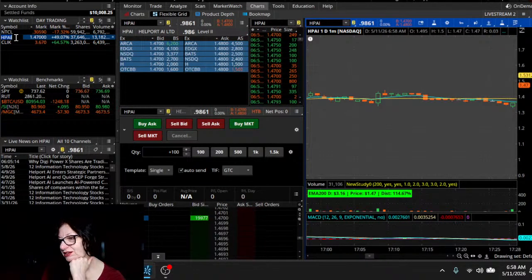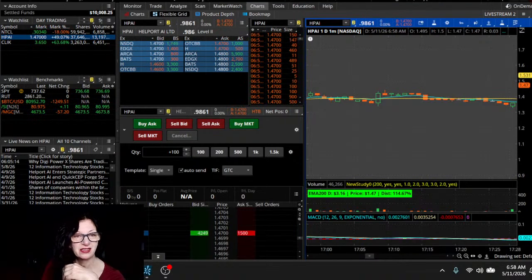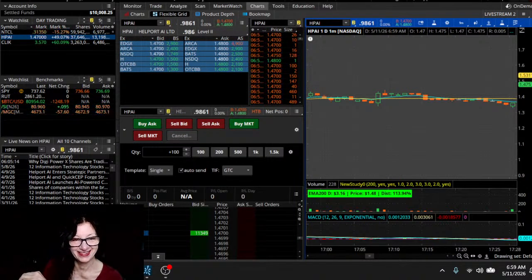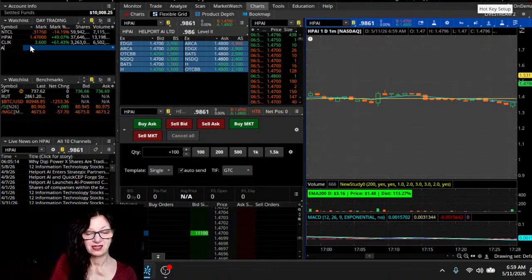HPAI. Okay, that's below VWAP. And MRAM, way too expensive for me. I had a big loss on that, so I'm a little bit gun shy of that. Let's see, DAIC is a penny stock. Let's see what's going on with that.